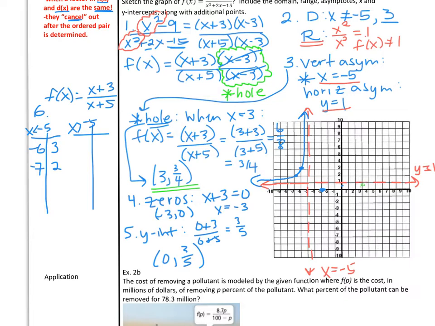Over on the right, we have a couple of good dots right there. We've got the -3, 0. We have 0, 3/5. And then we have that hole in the graph at 3 3/4. So how about we plug in -4 and see what happens. -4 plus 3 is -1, and -4 plus 5 is +1. So that would put us at -4, -1. We can see that curve going there. All right, I think we're good.